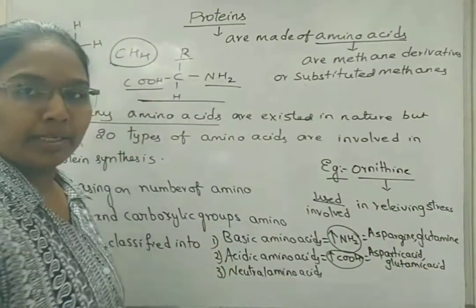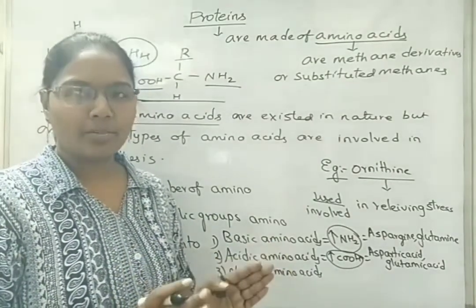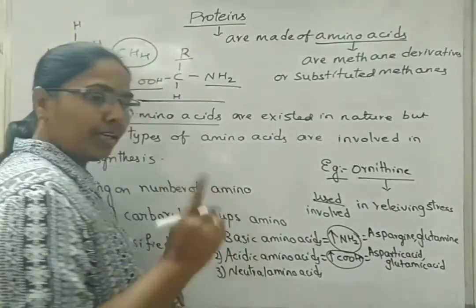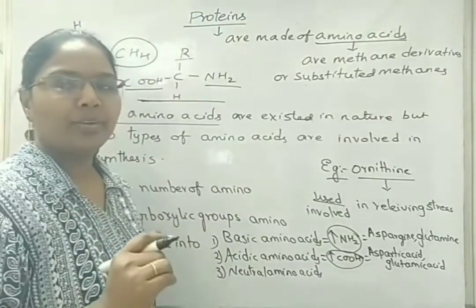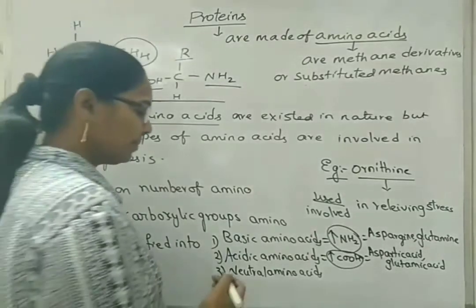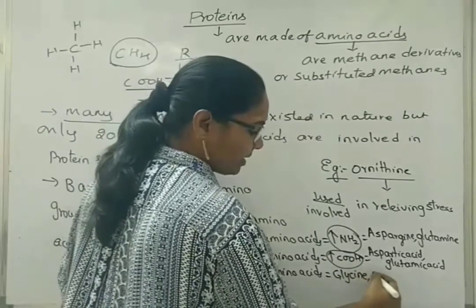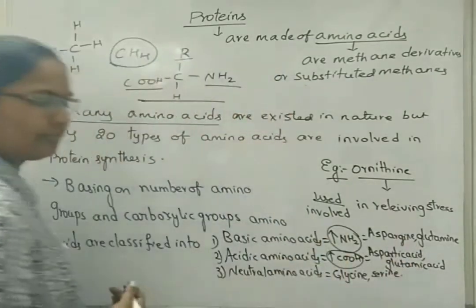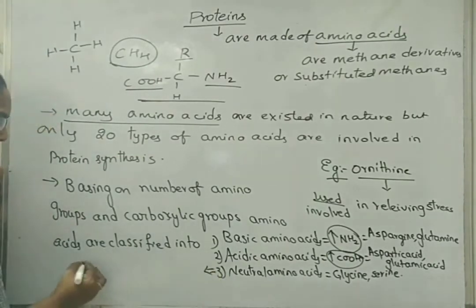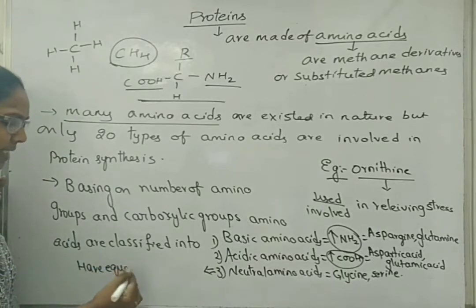In the case of neutral amino acids, what do they mean? They have an equal number of amino groups and carboxylic groups when we compare them together. If one amino group is there, only one carboxylic group will be there. If two amino groups are there, again 2 carboxylic groups will be there. Under this, examples are glycine, serine, etc. So these are basic, acidic and neutral amino acids. Neutral amino acids have an equal number of acidic and basic groups.